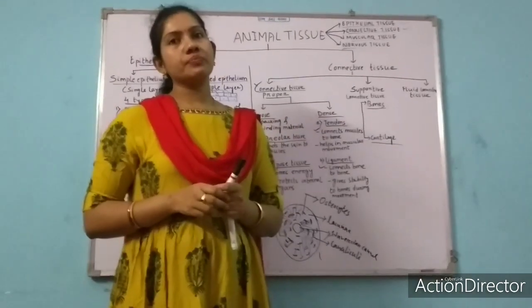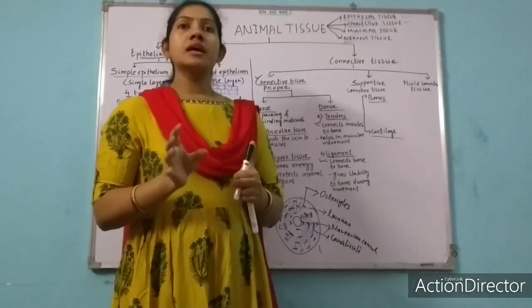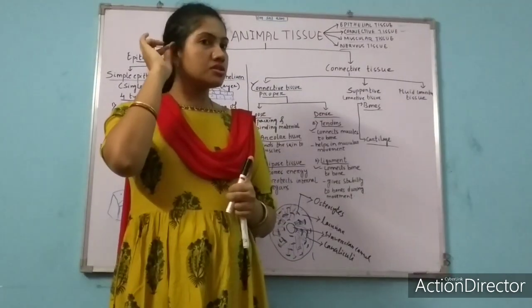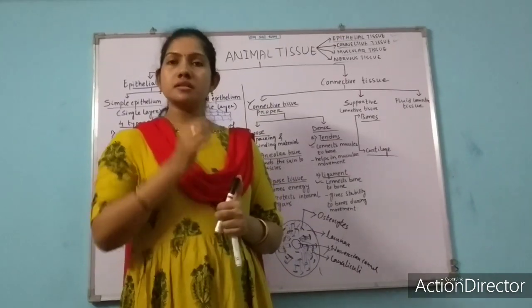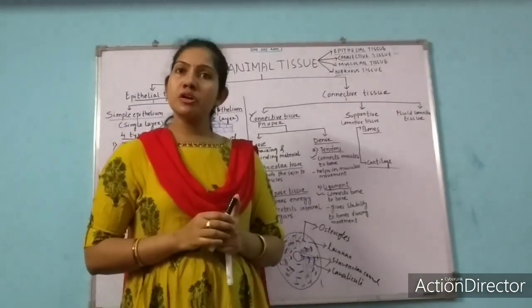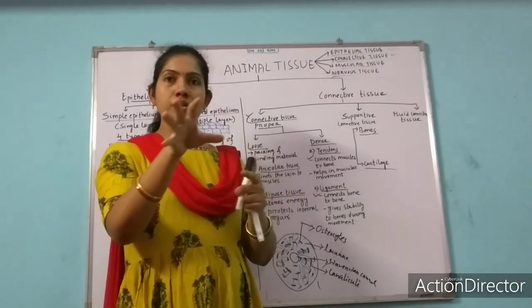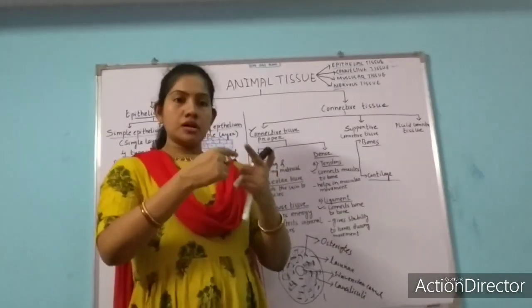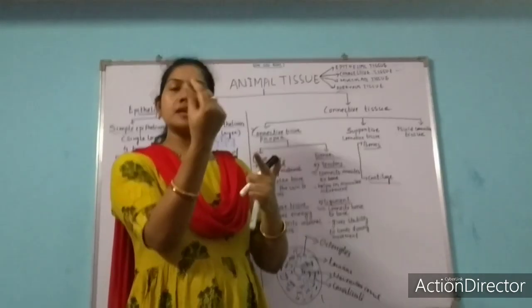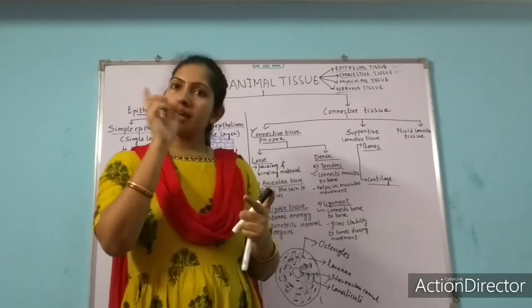Strength to bone. Now come to cartilage. Cartilage are the soft bones. If you can see your ear pinna, this is your ear. This is made up of what? Cartilage. The tip of your nose is made up of cartilage. Those who are non-vegetarian can easily recognize it. Sometimes you can observe that at the top of the bone there is a soft bone which can be crunched easily. That is cartilage.